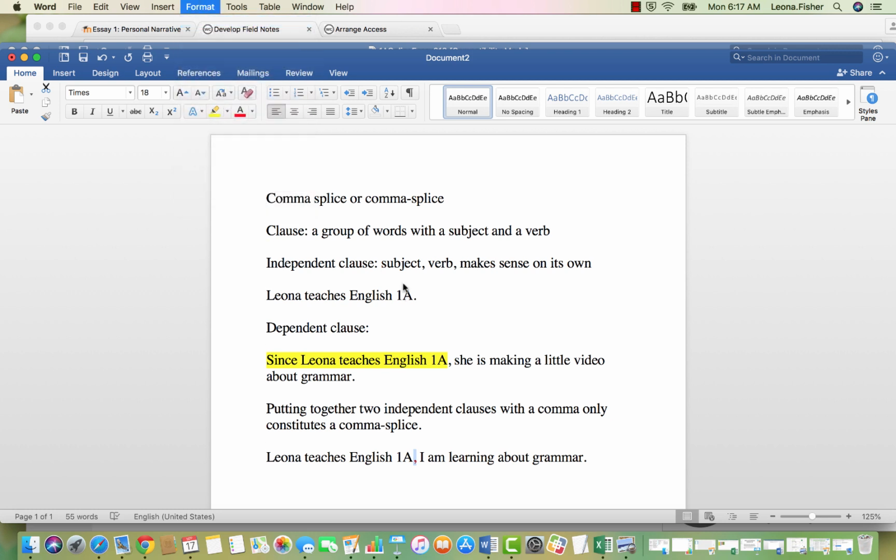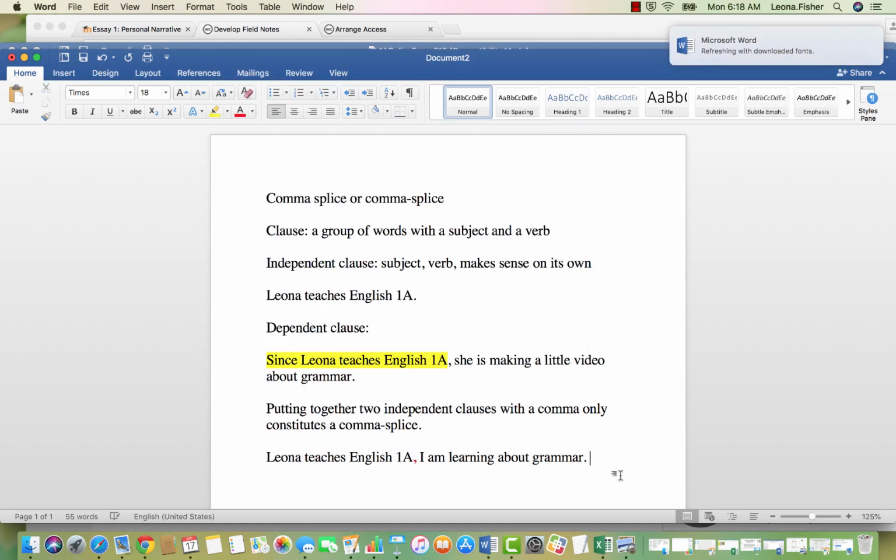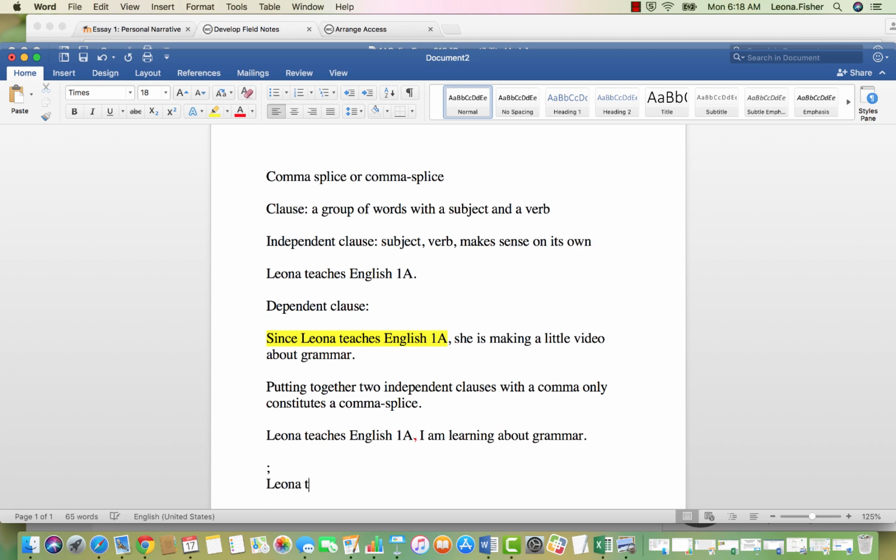Let's cross that out. Okay, let's talk about what you can do. You can use a semicolon. I have a colleague who calls this the love child between a period and a comma. Leona teaches English 1A; I am learning about grammar.